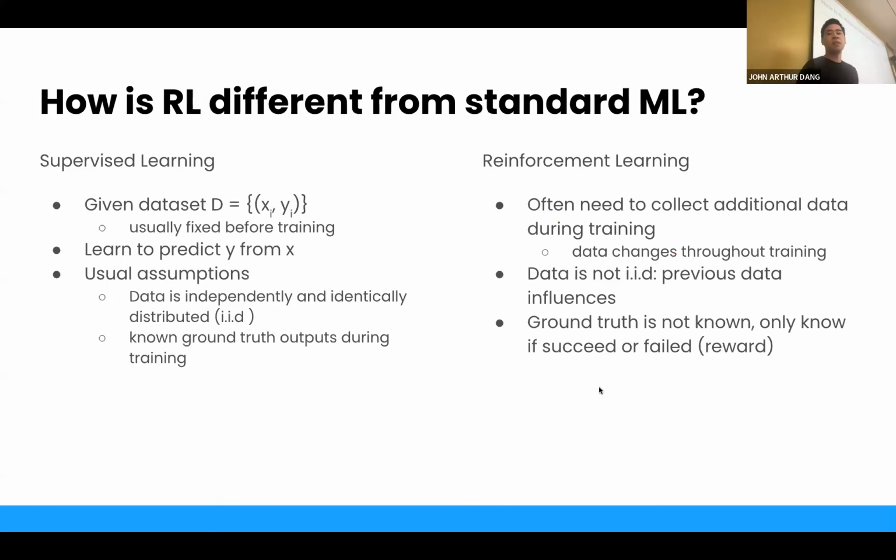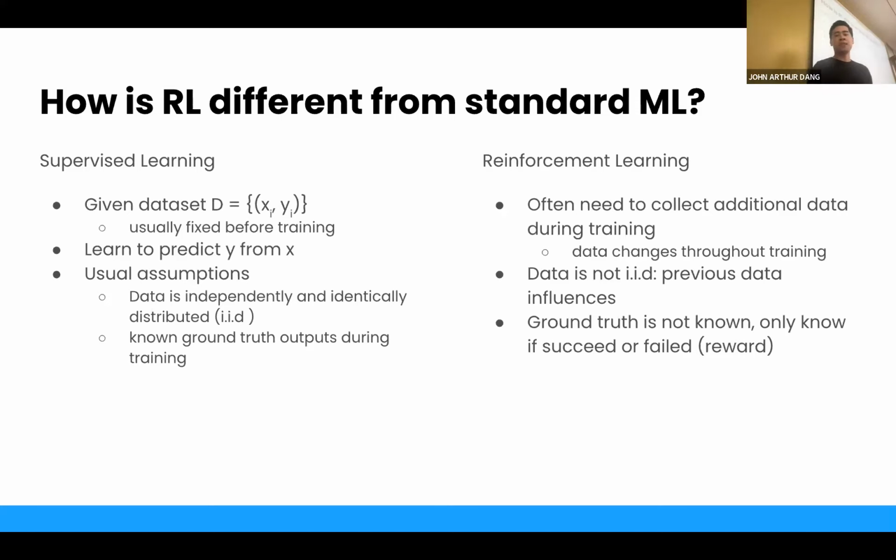So how is reinforcement learning different from standard machine learning? It's often a lot more subtle than you might think. So in supervised learning, you're typically given some data set D, and you have some inputs X, and you're trying to regress or classify some output Y. This data set is typically fixed before training.